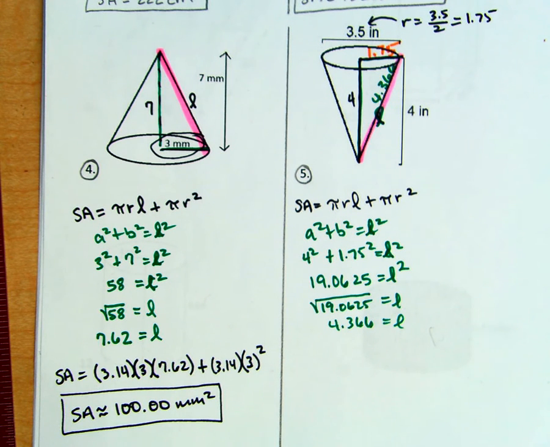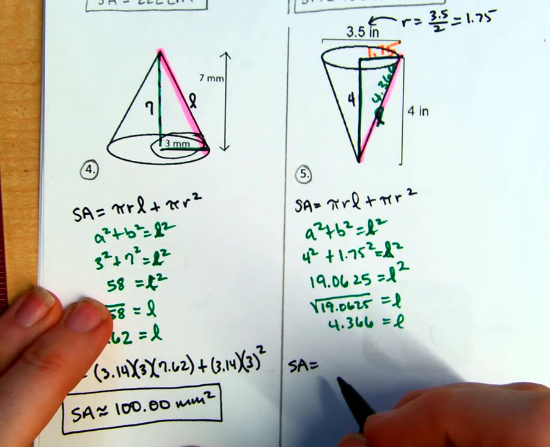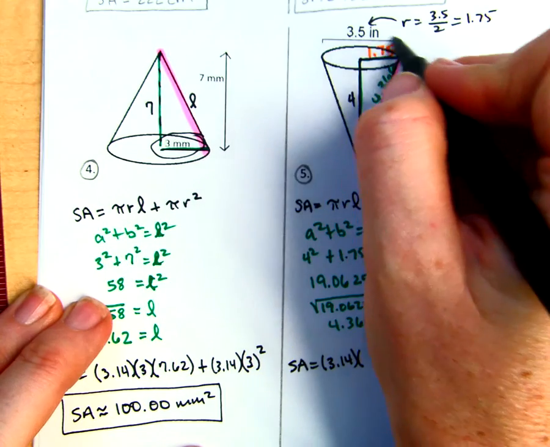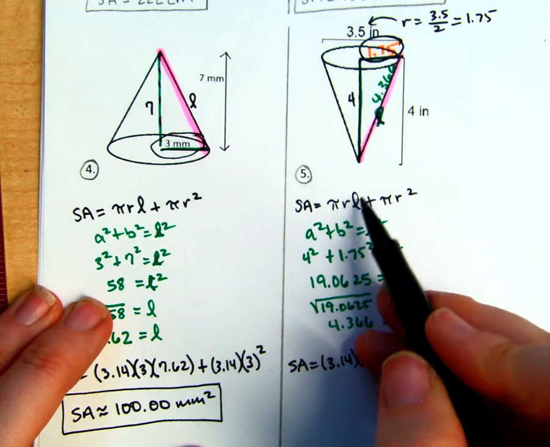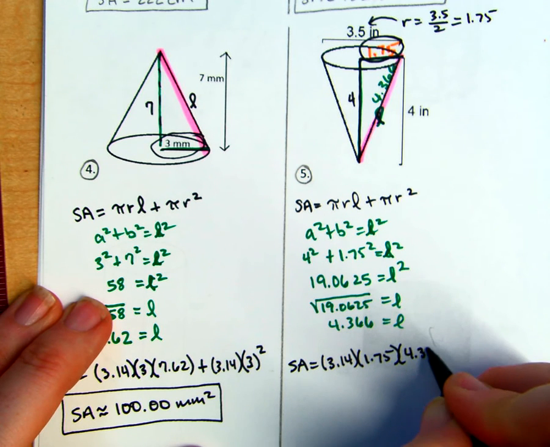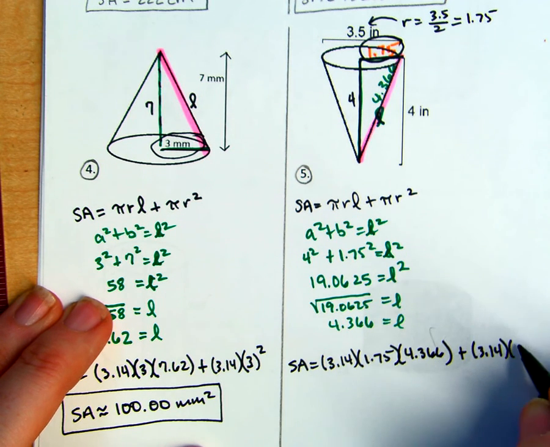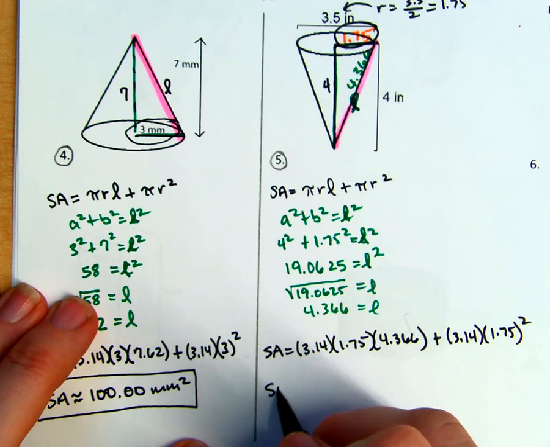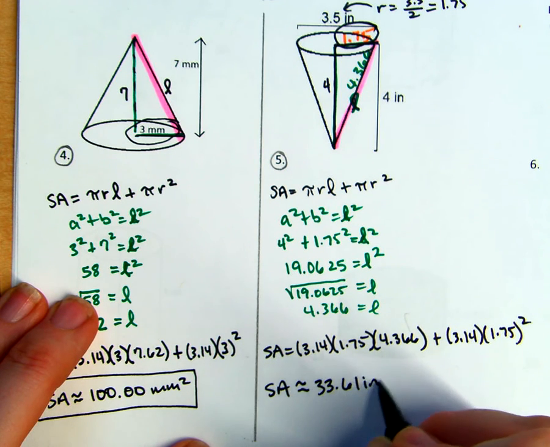And once I get that, then I have everything I need in order to be able to plug into the formula and get an answer. So my slant height, oh my gosh, I did it again. My surface area is going to be pi times the radius, which I found to be 1.75, times my slant length, which I found to be 4.366, plus pi, 3.14, times my radius, 1.75, squared. And I type that all into the calculator to get an approximation for my surface area as 33.61 square inches.